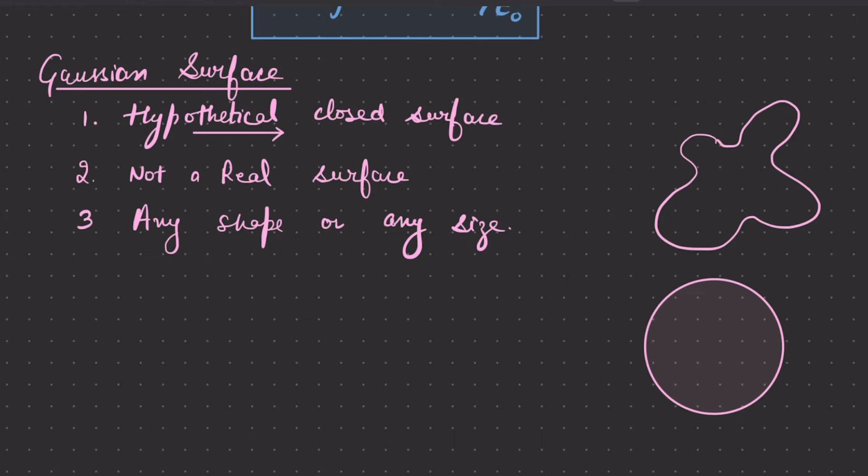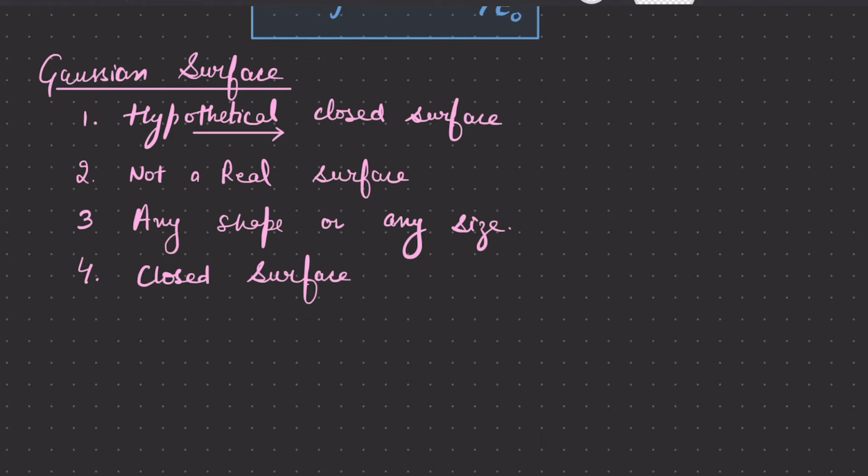The last point about the Gaussian surface is that it is always a closed surface. This is very important as well. It always needs to be a closed surface. So these are some of the points which we should know beforehand about the Gaussian surface, because if we want to prove the Gauss theorem, we need to know all these properties of the Gaussian surface. Now, as we are going to prove the Gauss theorem, first of all, we will give the heading: proof of Gauss theorem.